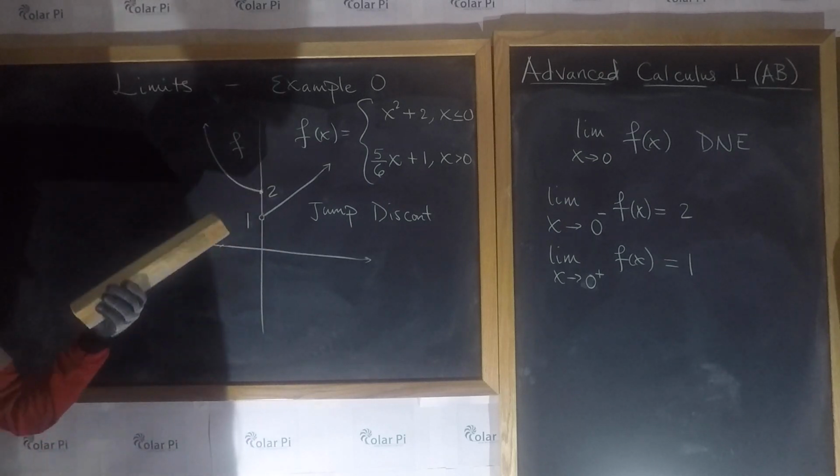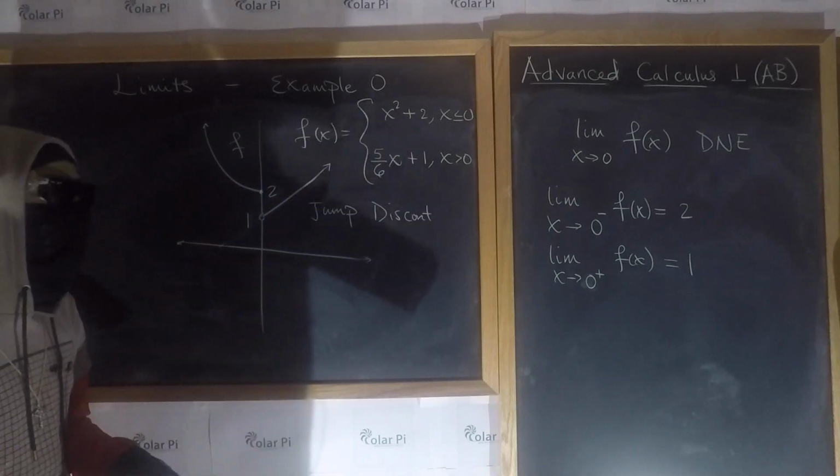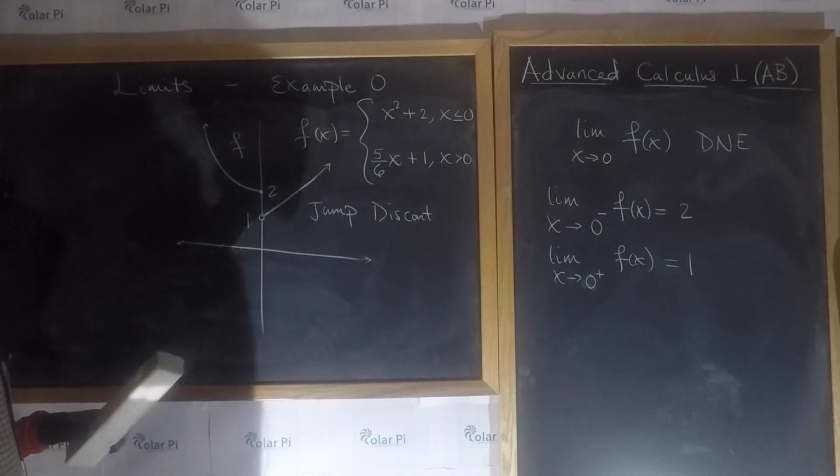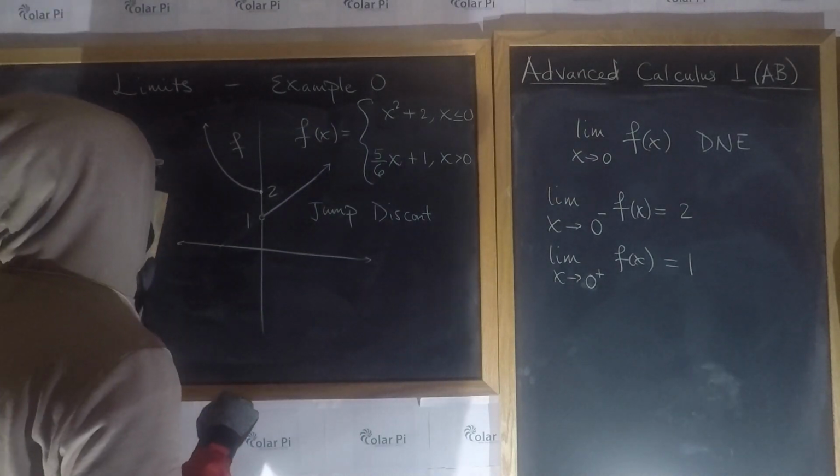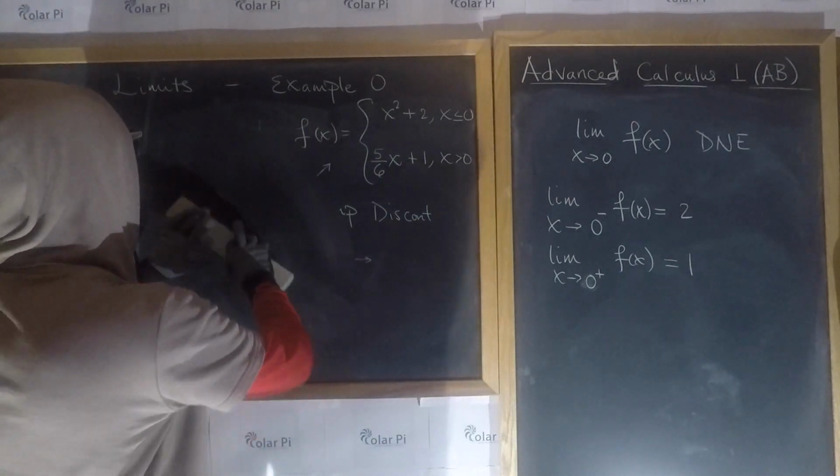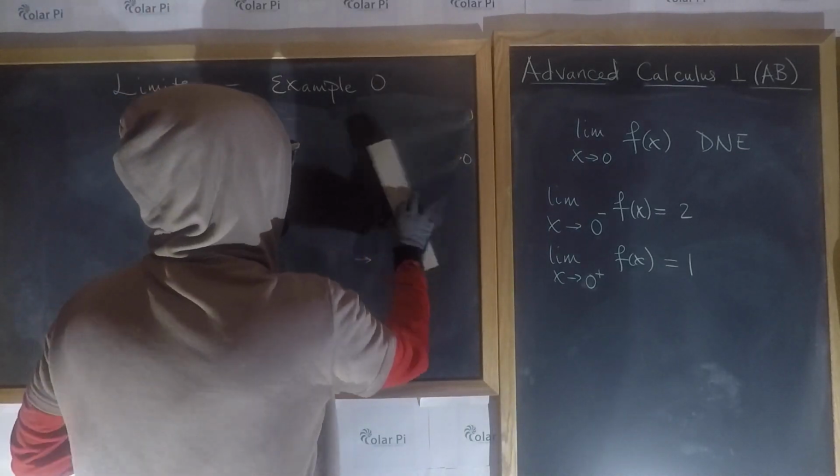But yeah, if your function has a jump discontinuity at a particular x value, then the limit at that x value does not exist. Yeah? Okay, so we summarized this in this way.